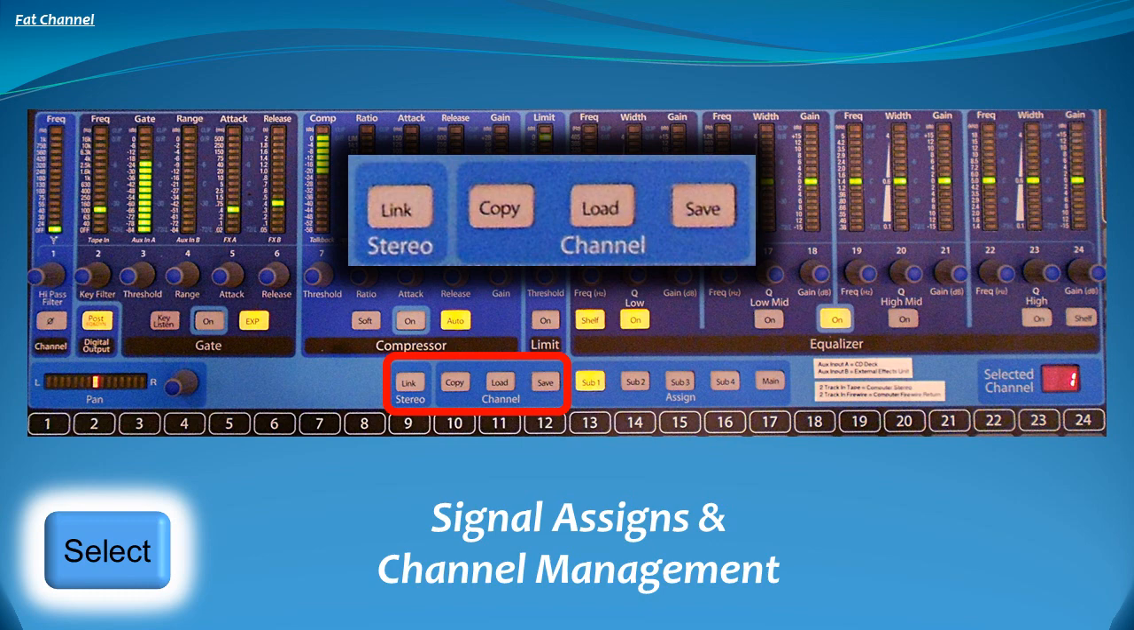Lastly, to the left of the channel management buttons, we find the Link Stereo button. All of the 24 input channels, aux buses 1 through 10, and the subgroups can be stereo-linked in pairs, with each odd-numbered channel or bus being able to be stereo-linked to the next higher even-numbered one.